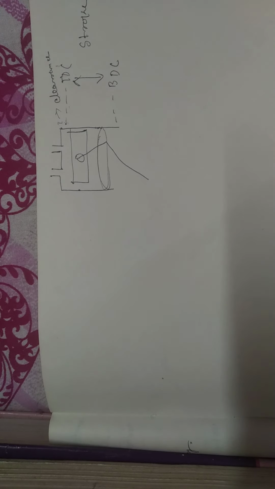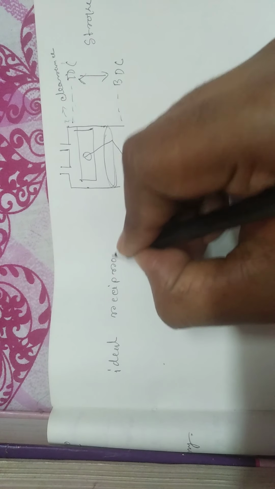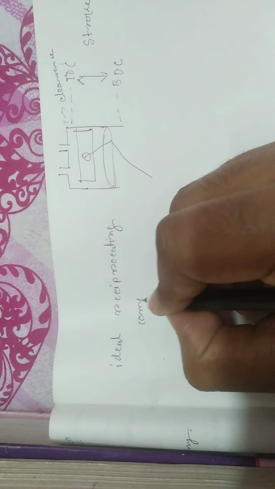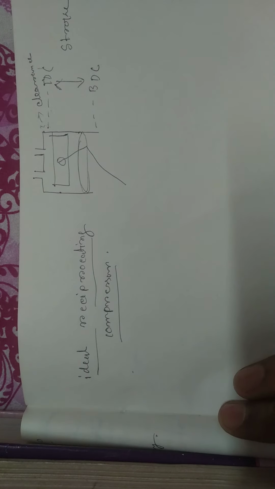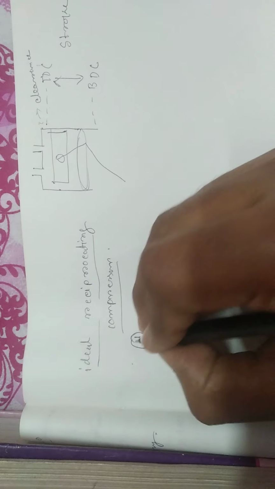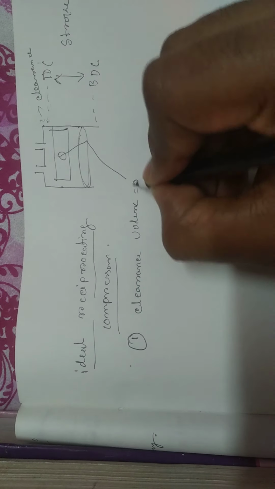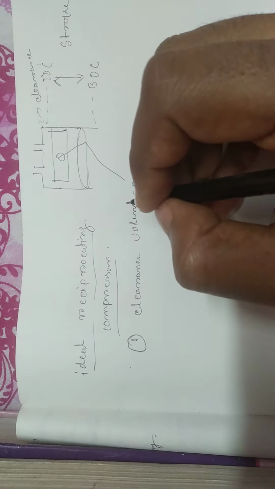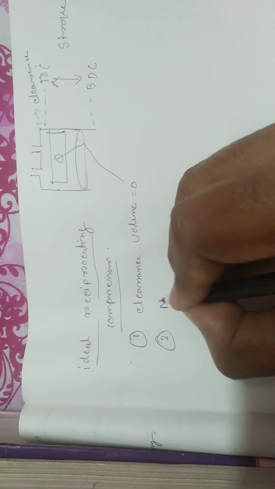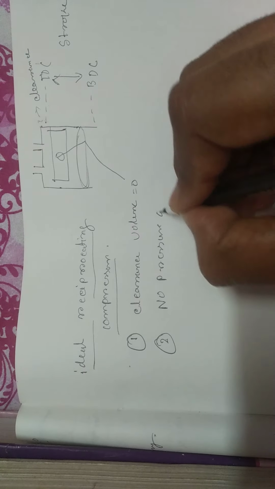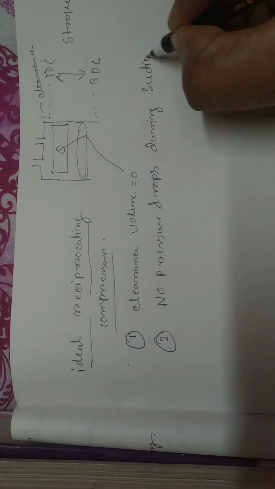Now, for an ideal reciprocating compressor, the main point is that the clearance volume is zero. That means at the end of the discharge process, the volume of refrigerant inside the cylinder is zero. The second point is no pressure drop during suction and compression.